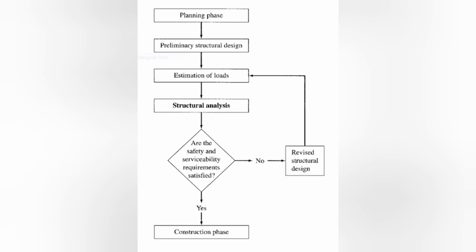Okay, so let us discuss the phases. In the planning phase, it is the general layout and dimensioning of the types of structure to be used. Or the material to be used is determined. For example, it could be steel or concrete or timber. So that is the planning phase.